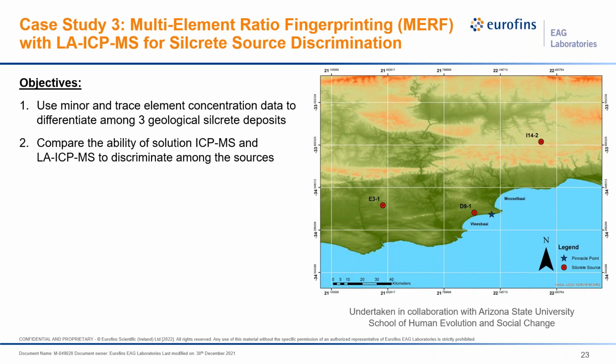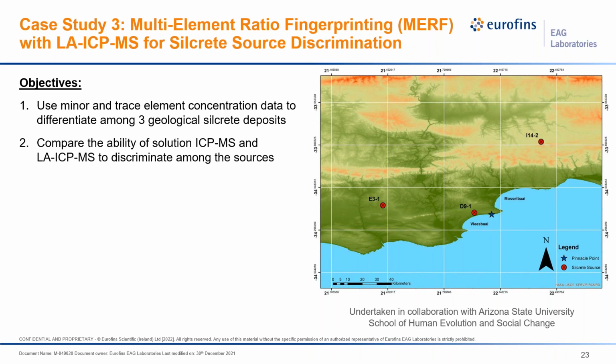These things belong in a museum. So this in turn favors a microanalytical and minimally destructive approach like ablation. So let's just see how these 2 methods, solution ICP-MS and LA-ICP-MS, compare for 3 silcrete sources in South Africa, shown on the elevation map with those red dots in relation to the archaeological site of Pinnacle Point down on the coast, indicated by the blue star.